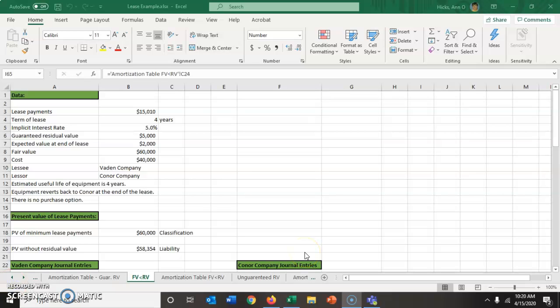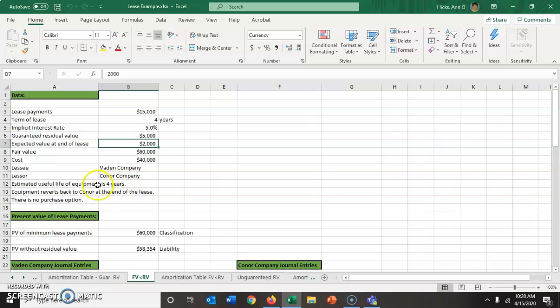Okay, in this example, we are going to change up the previous scenario just a little bit. We are still dealing with a guaranteed residual value of $5,000. You'll remember in the previous example, we actually expected the asset, the piece of equipment, to be worth $5,000 at the end of the lease, which meant that the lessee really did not anticipate having to pay anything over and above the annual lease payments.